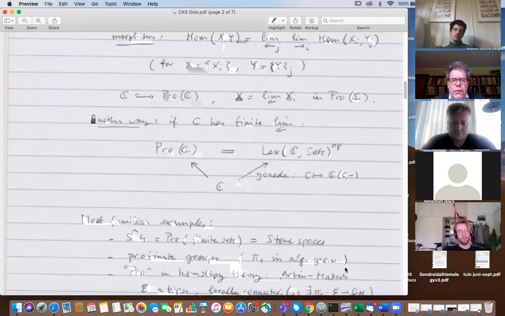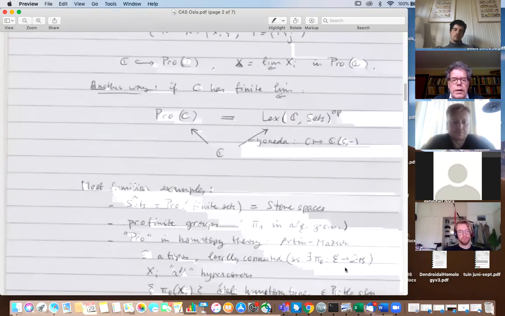There is a category of profinite groups, which we all learn about when we study the fundamental group of a scheme. And another context familiar to many of you will be the occurrence of pro-categories in homotopy theory, in particular Artin-Mazur et al. homotopy theory. So here is a quick reminder of the definition.